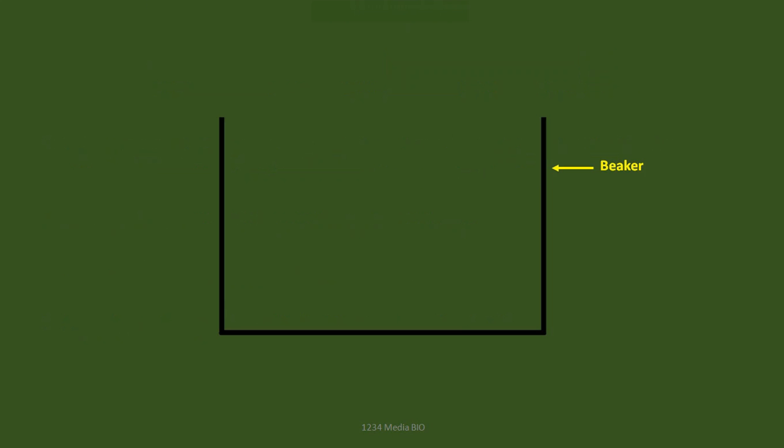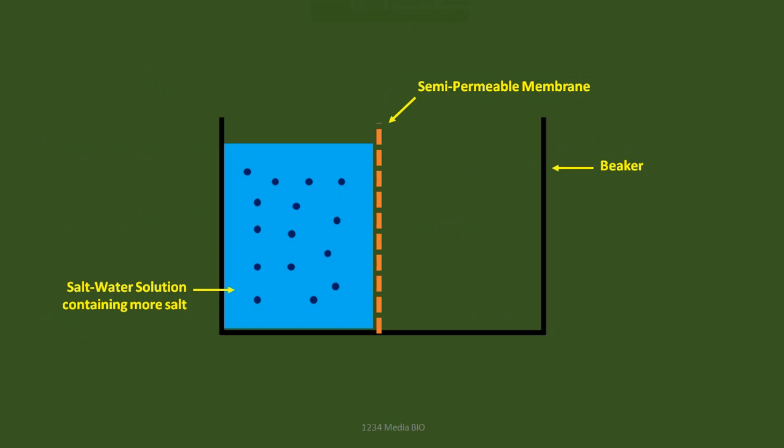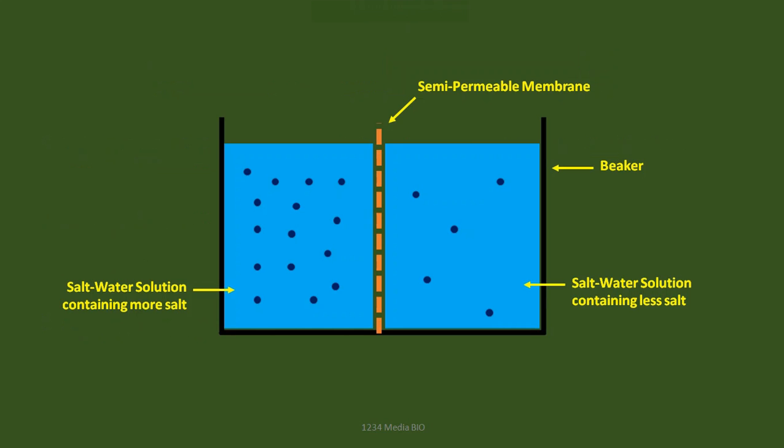Now this diagram might give you a clear idea of osmosis. Here's a big-sized beaker, and we place a semi-permeable membrane at the center, dividing the beaker into two equal volumes. Now this semi-permeable membrane can be a solid material, or a loose material. Alright, now we pour a heavily concentrated salt water solution on one side of the beaker, and a lightly concentrated solution on the other side of the beaker.